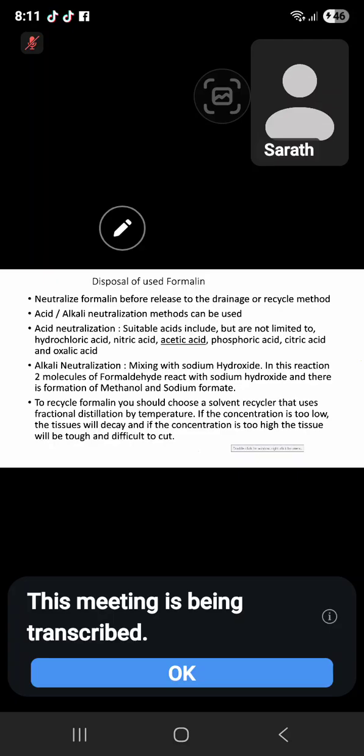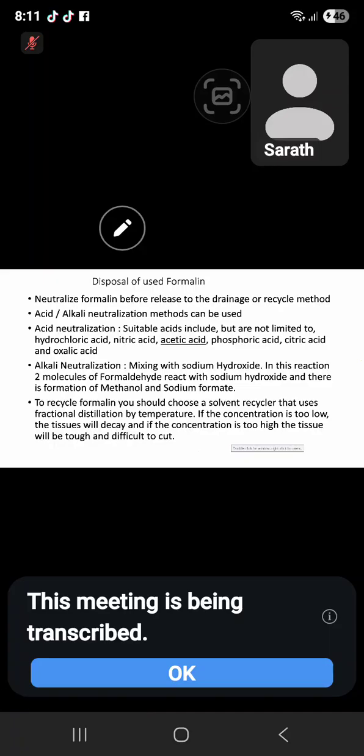In acid neutralization, you can use acids like acetic acid. In the laboratory, easily, vinegar or acetic acid, a cheap one. You can add a small amount of acetic acid, I can't remember the amounts, to the formalin and leave it for about 24 hours. Tomorrow everything will be neutralized, and after that you can release it to the drainage.